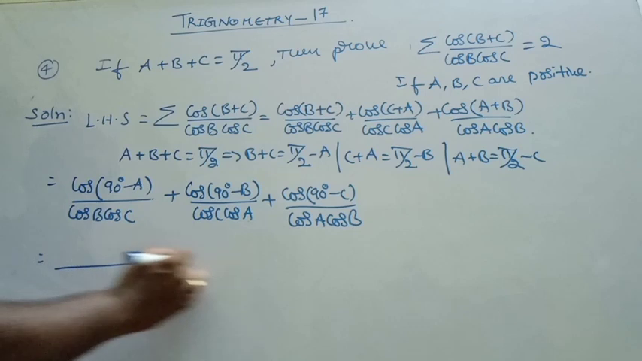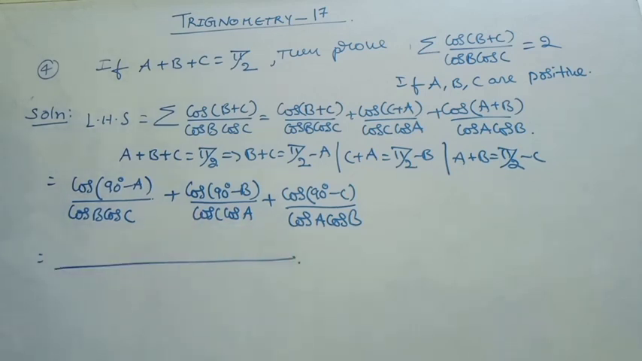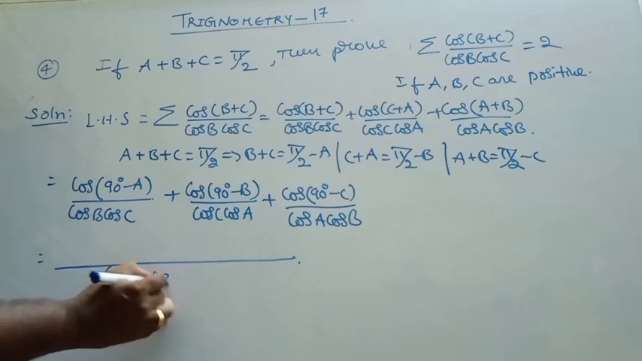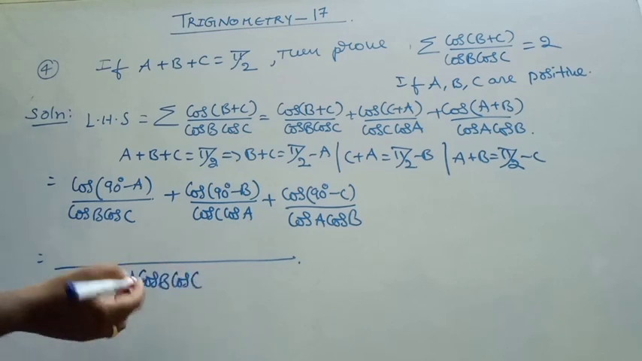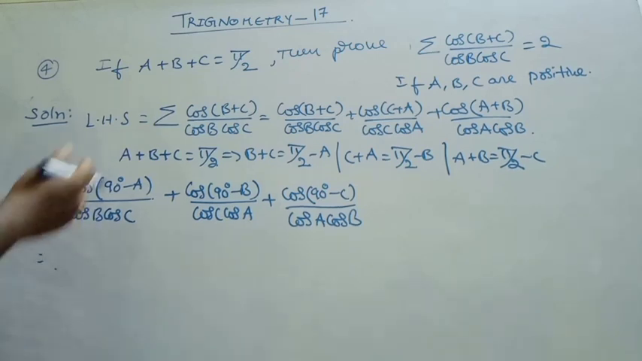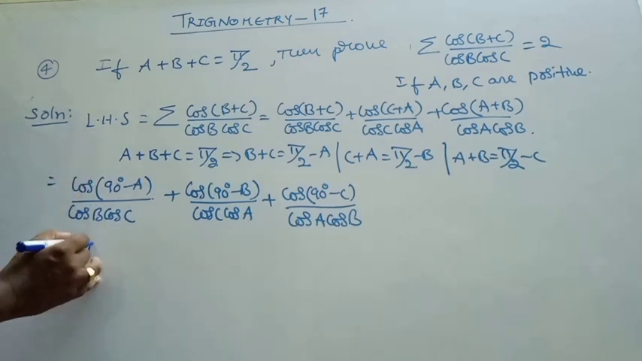Now you take the LCM as cos A cos B cos C. Okay, fine. Before proceeding to the LCM, let us transform this now. cos(90° − A), you know that is sin A.